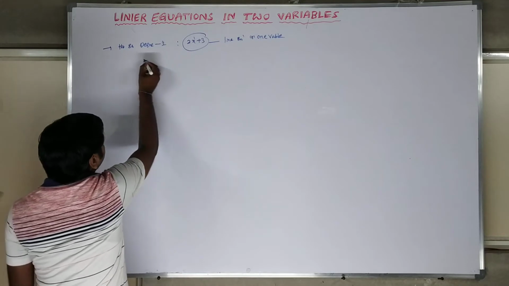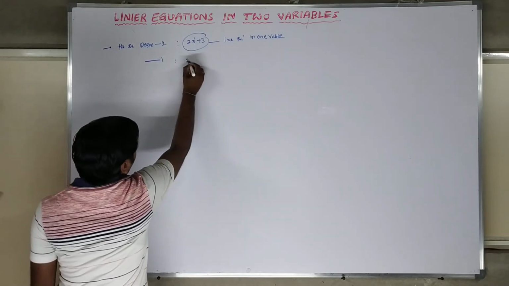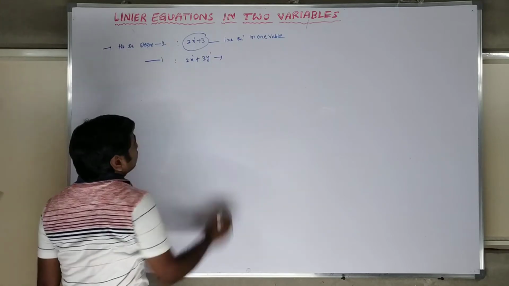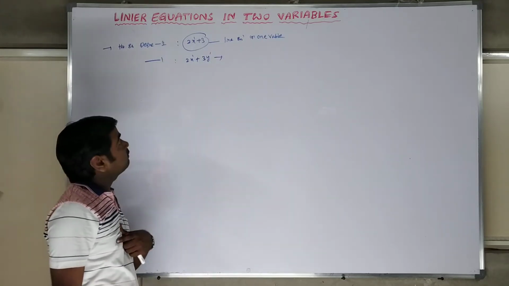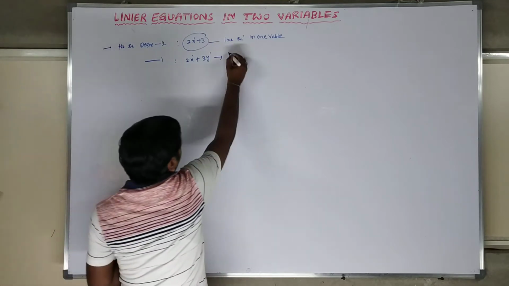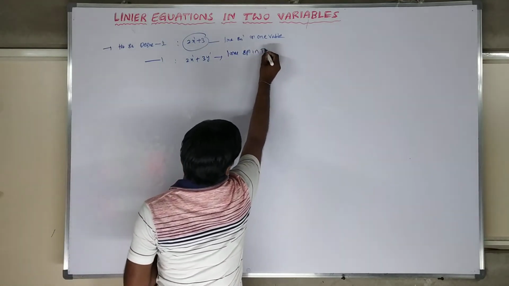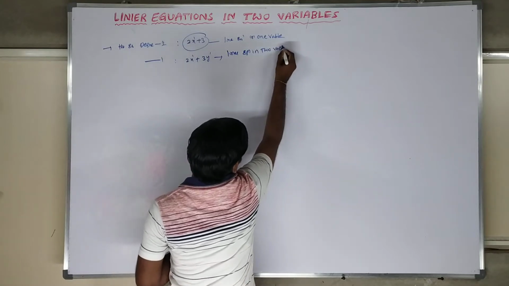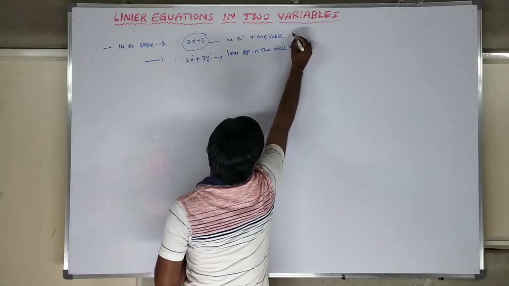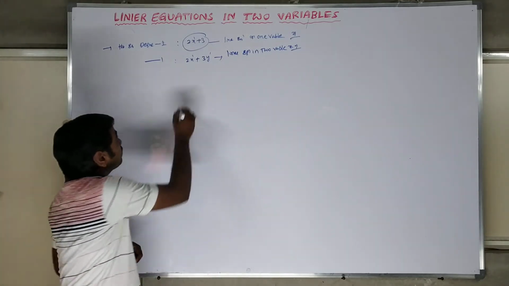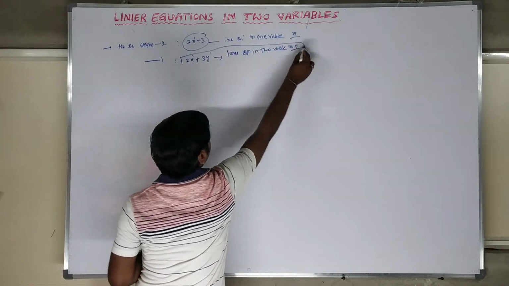Next, 2x plus 3y: this is also degree 1, a linear equation of degree 1, but how many variables? Two variables. This is a linear equation in two variables, x and y. Before, it was only x. So this is what linear equations are. In this chapter we are going to talk about linear equations in two variables.